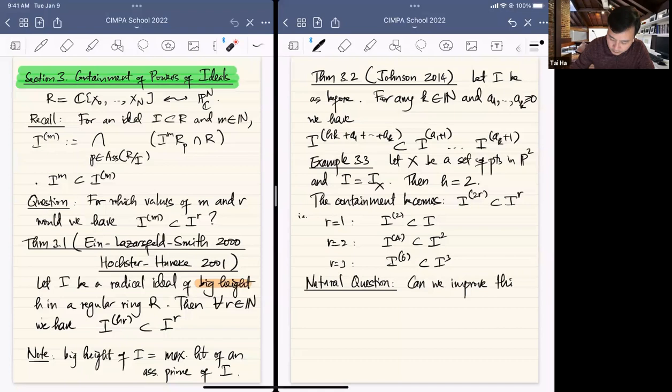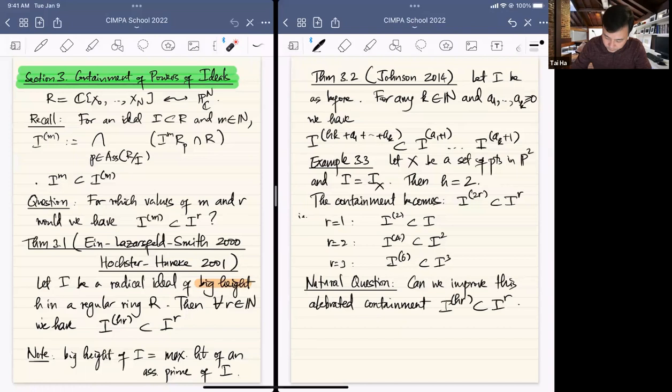This celebrated containment. And I'm going to focus on this one, the original containments proved by Ein-Lazarsfeld-Smith and Hochster-Huneke.